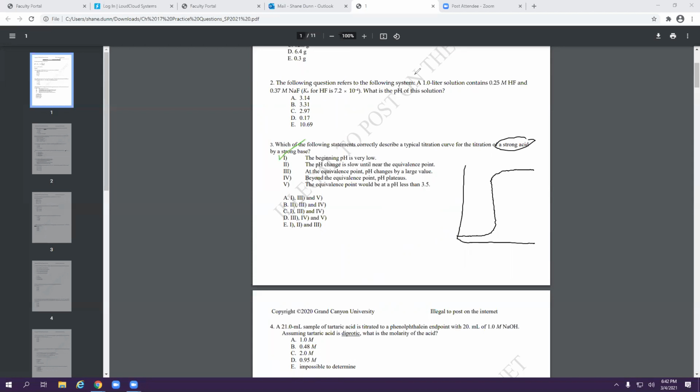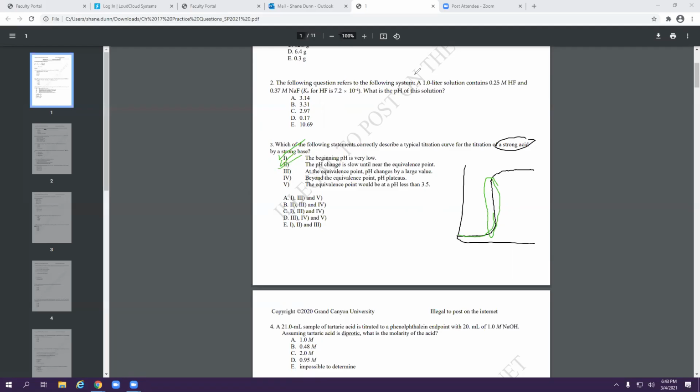The pH change is slow until the equivalence point. Does it jump up right here? Yes or no? Then that is true, right? It doesn't change dramatically until after the equivalence point. Those of you who did acid base 2 in lab, it took forever for the pH to jump, correct? That's because it doesn't jump until you get to the equivalence point. Okay. At the equivalence point, pH changes by a large value. True or false? Did the pH go up by a lot right here?